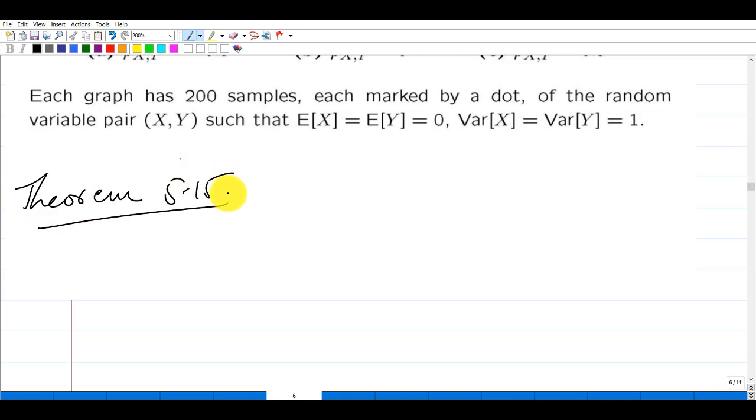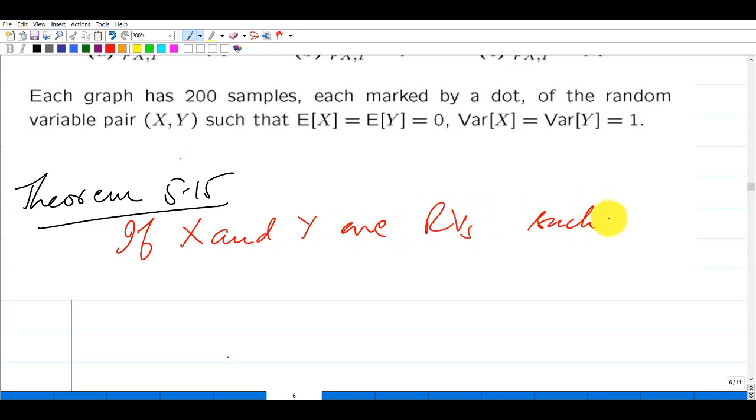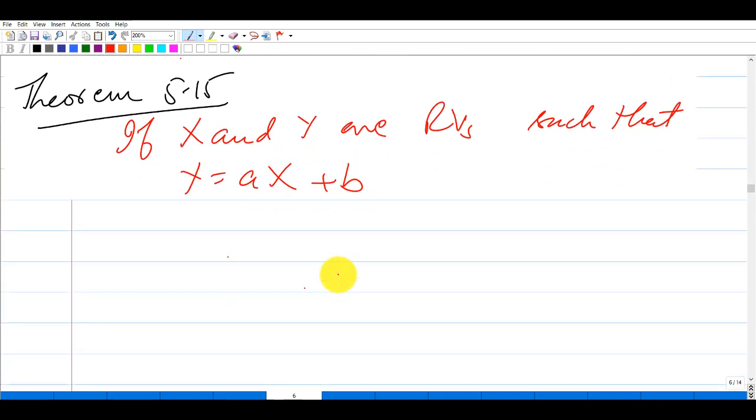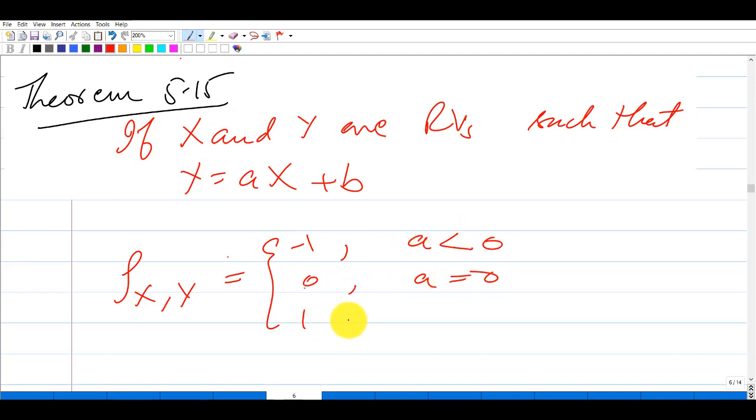Theorem 5.15 says that if X and Y are random variables such that Y is equal to aX plus b, then the correlation coefficient rho XY will be -1, 0, or 1. It would be -1 when a is less than 0, if a is equal to 0 the correlation coefficient would be 0, and it is +1 if a is greater than 0.